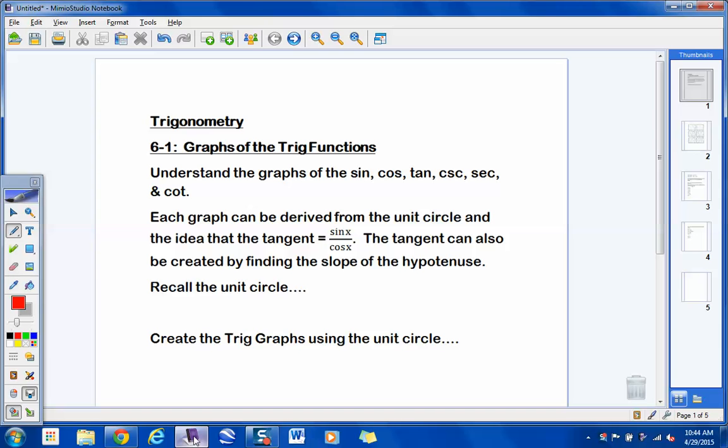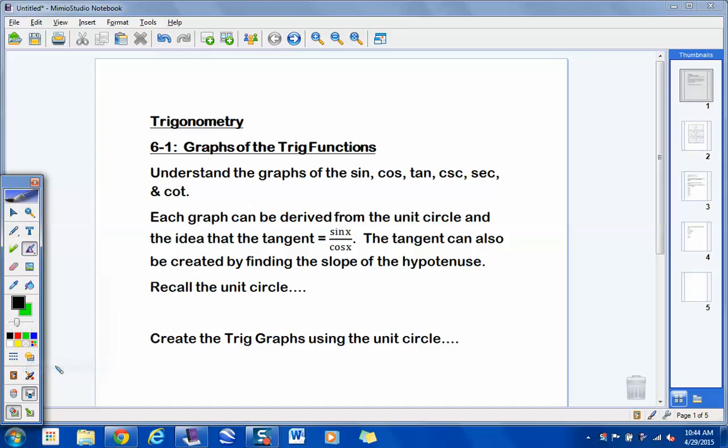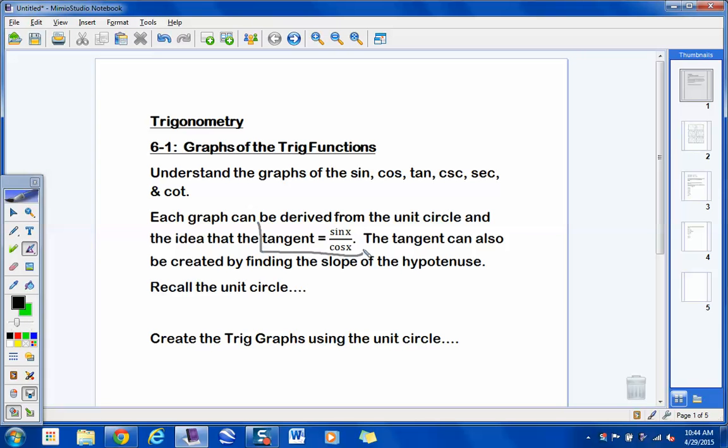Right here it says each graph can be derived from the unit circle, so that's where that special angles chart comes into play. It also can be derived from the idea that the tangent function is really equal to what here, guys? What's it say in the notes? Sine over cosine. Okay, don't forget this. Sine over cosine is considered your tangent function. So the tangent can also be created by finding the slope of the hypotenuse.